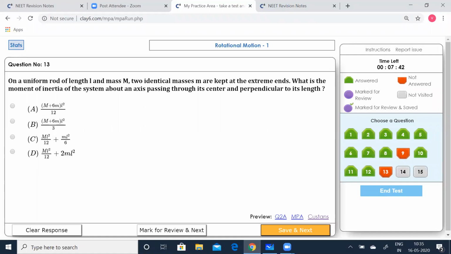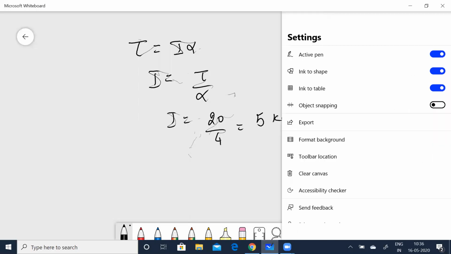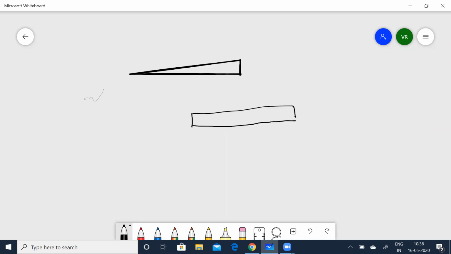On a uniform rod of length L and mass M, two identical masses m are kept at extreme ends. What is the moment of inertia of the system about an axis passing through its center and perpendicular to its length? See, it's perpendicular. So we are now going to make use of the perpendicular axis theorem. So we can as well remember the formula for perpendicular axis, just simple application of the formula. So we can draw the diagram and see this is now going to be the rod. It is now going to be about the O. This is now going to be about the center of mass, he says.